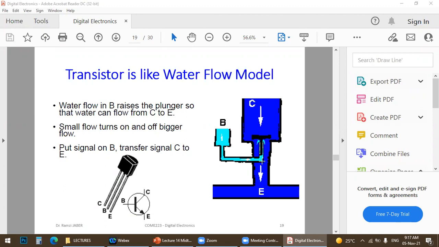This is the example of water. A small push on this B will open this tap, and then the big water will flow from C to E. It's a typical example, like a tap or anything, okay? Small water can activate big water. A small current on B can let a big current pass between C and E, okay?